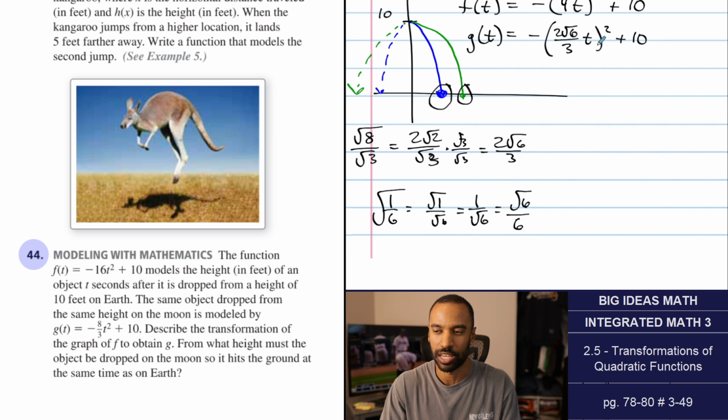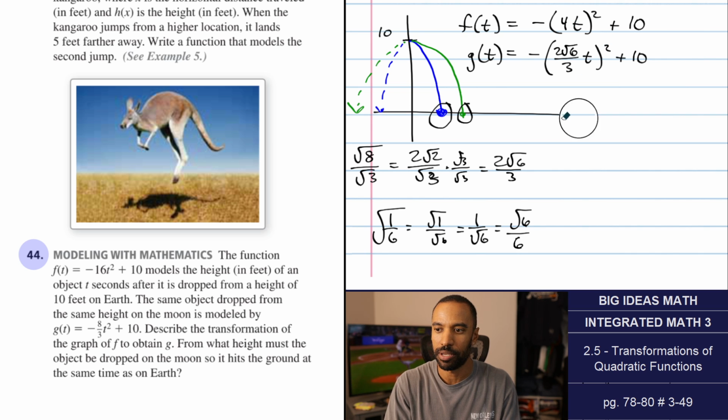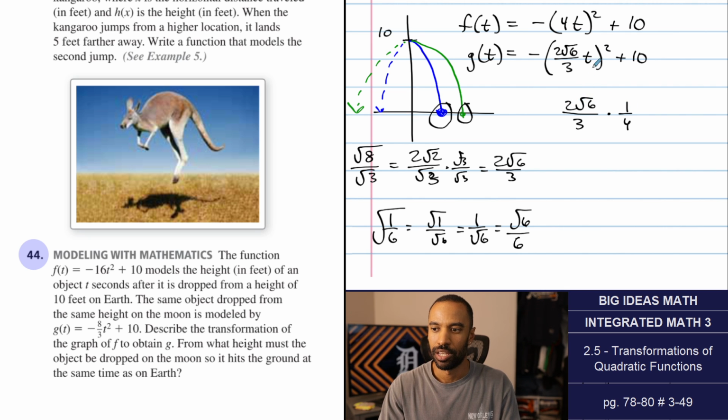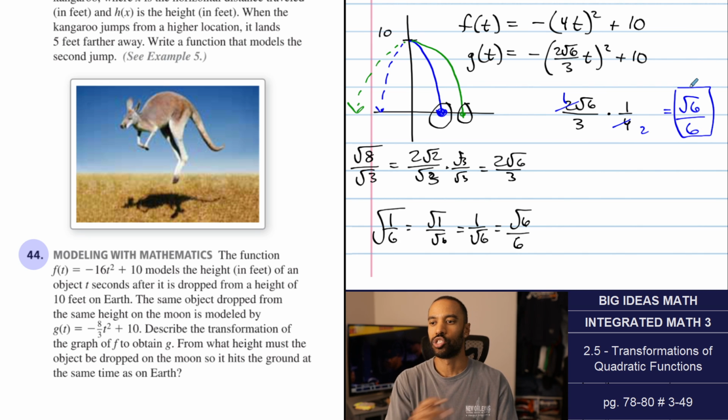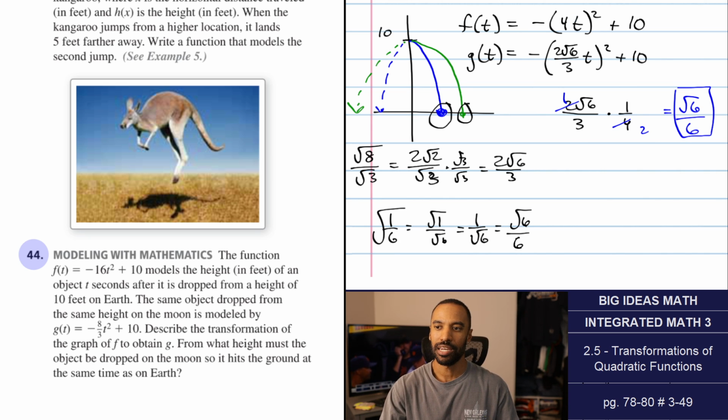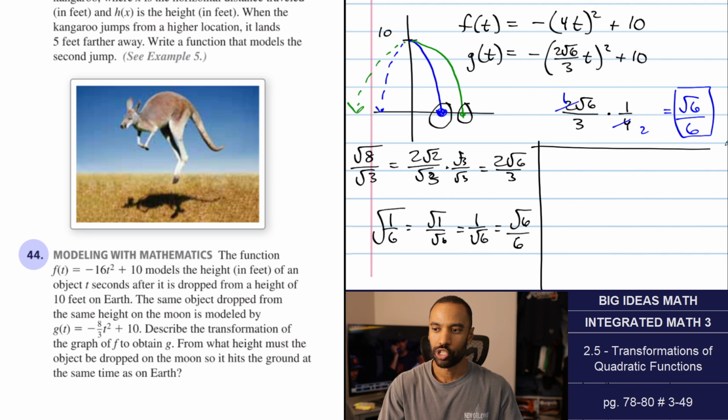So let's see if we get root 6 over 6 doing this right here. I'm going to be dividing 2 root 6 over 3 by 4, which means times 1/4. And yes, 2/4 reduces to 1/2, and 1 root 6 times 1 is root 6, and 3 times 2 is 6. Okay, that is the same thing. So dividing and then taking the square root is the same thing as taking the square root and dividing. So I need to horizontally stretch. This is a tough problem.